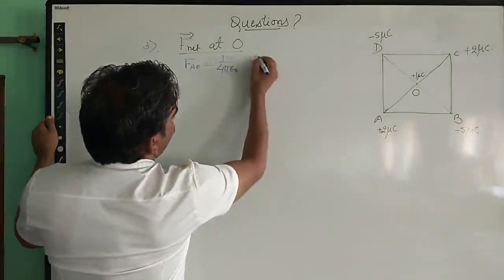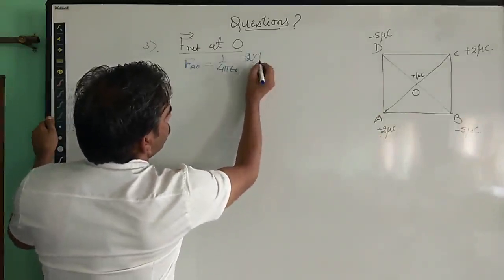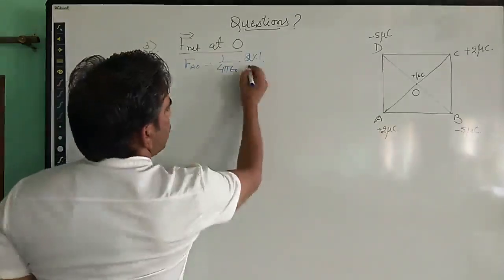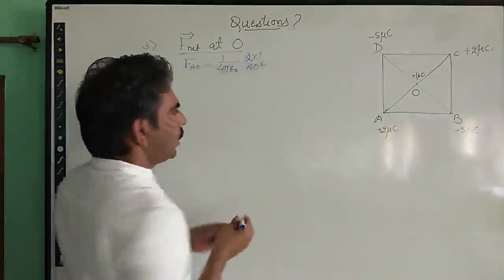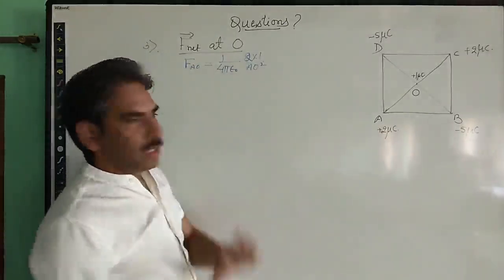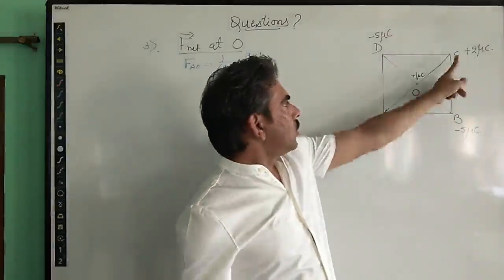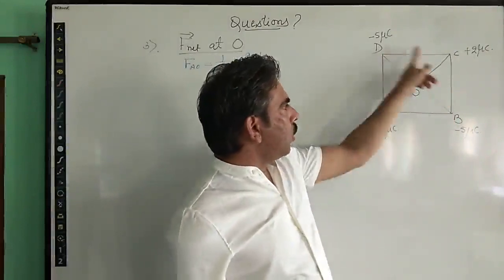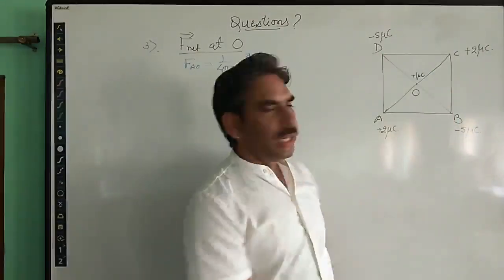So it is 2 into 1, right? 2 into 1 divided by the distance between the two charges, which is AO square. So we have to find out this distance AO, which will be same as the distance BO, CO and DO. So if we have found AO, all other distances are same: AO, BO, CO and DO.